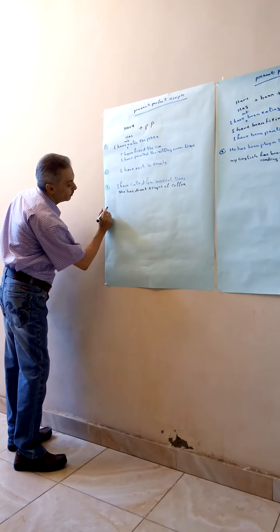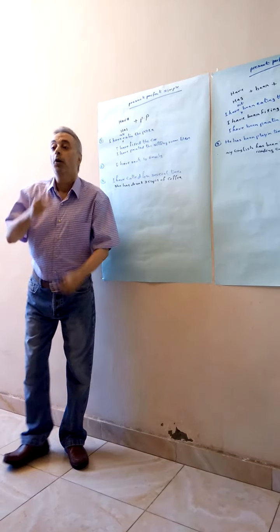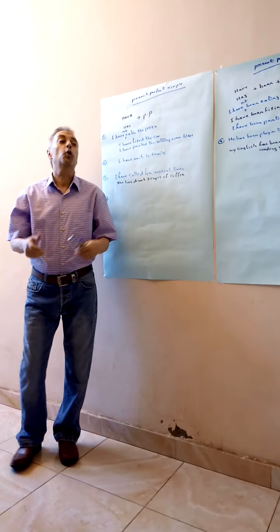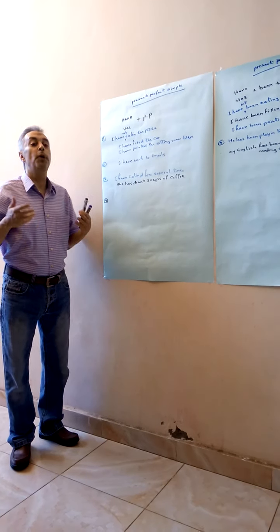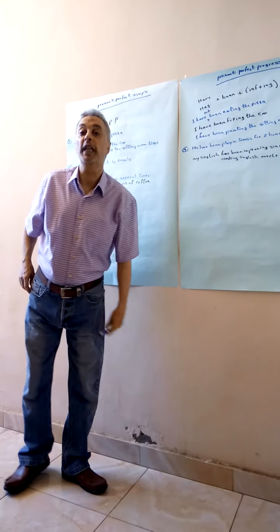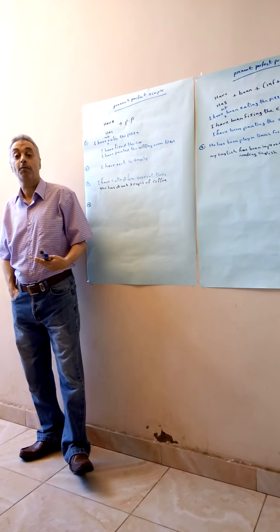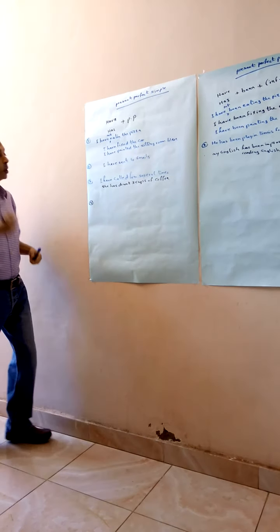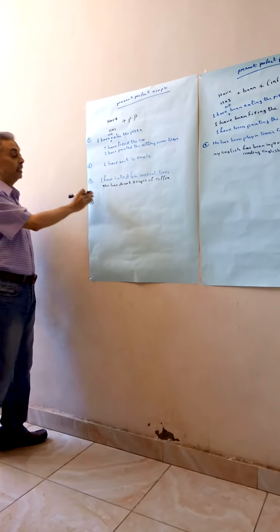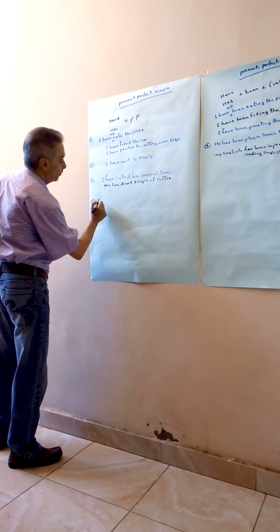Fourth difference, we use the present perfect simple when we want to show that something is permanent. Whereas we use the present perfect progressive when we want to show that something is temporary. Example to understand. Present perfect simple used to show that something is permanent.